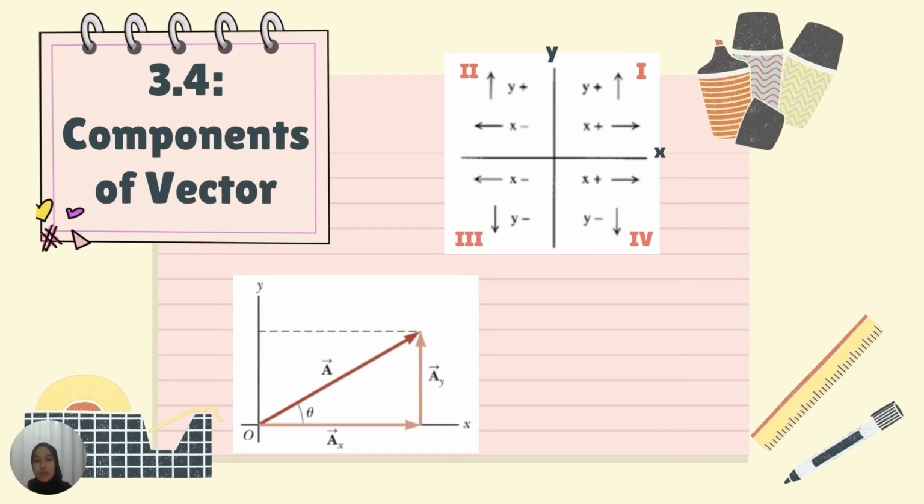Now I will continue with subtopic 3.4, which is components of vector. Vector consists of two components, which are the x component and also the y component. And vector has four quadrants, so the symbol of positive and negative of vectors depends on the quadrant of the vector.